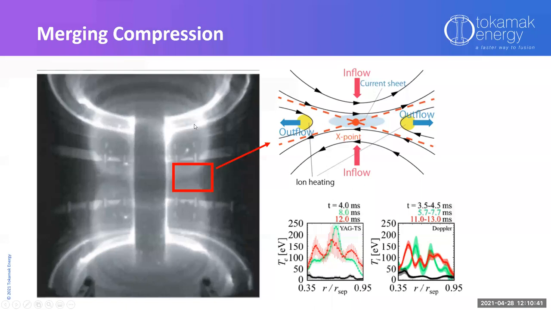So the reason why this is an interesting way of starting the plasma is that you end up already in the very early phases with a plasma which has a temperature of 1 keV at a very low current, thanks to the heating due to the magnetic reconnection.